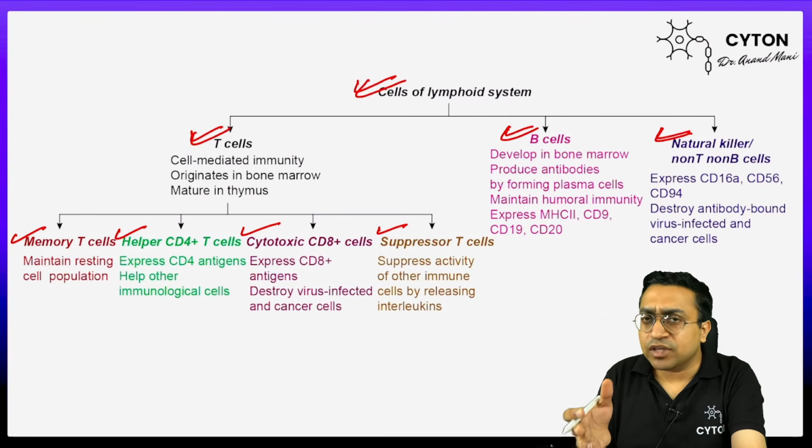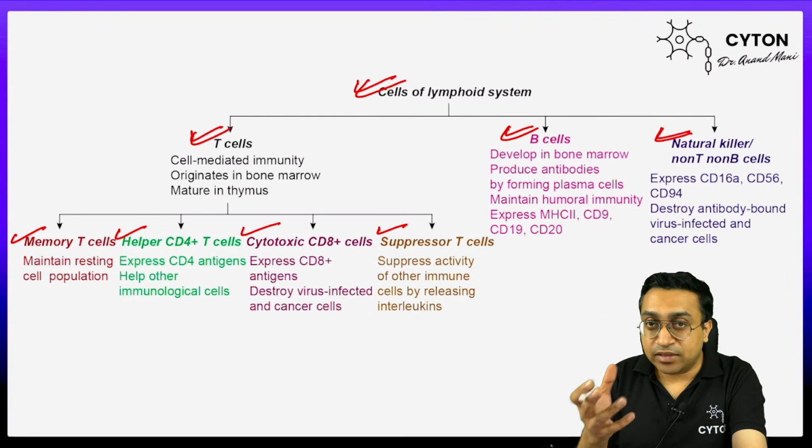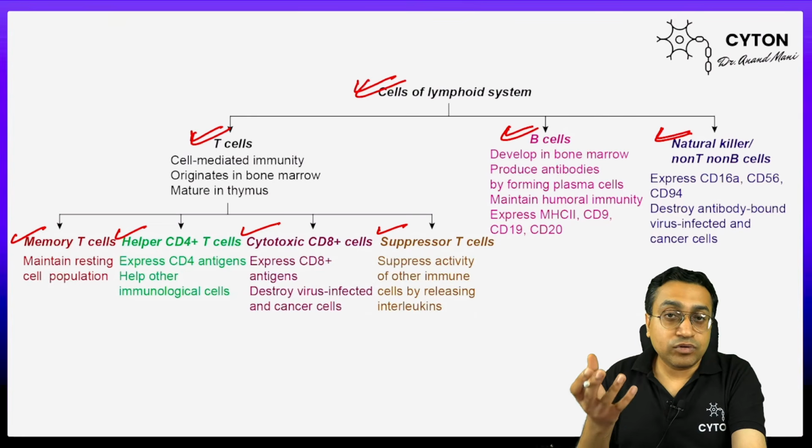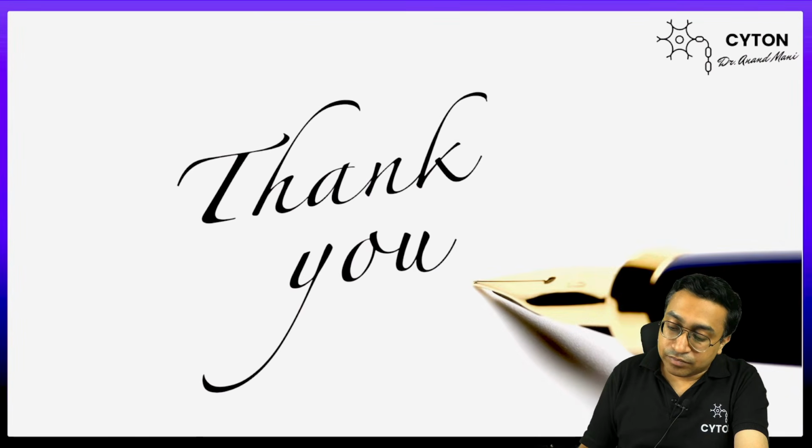Almost everything you have studied in the NCERT also, and again it will be repeated in physiology, so you don't need to worry. You can just revise this topic because it is quite lengthy. Immunity is a full-fledged chapter which I possibly cannot cover here in 1 hour. So that's about the cells of the lymphatic system, and that completes our topic.